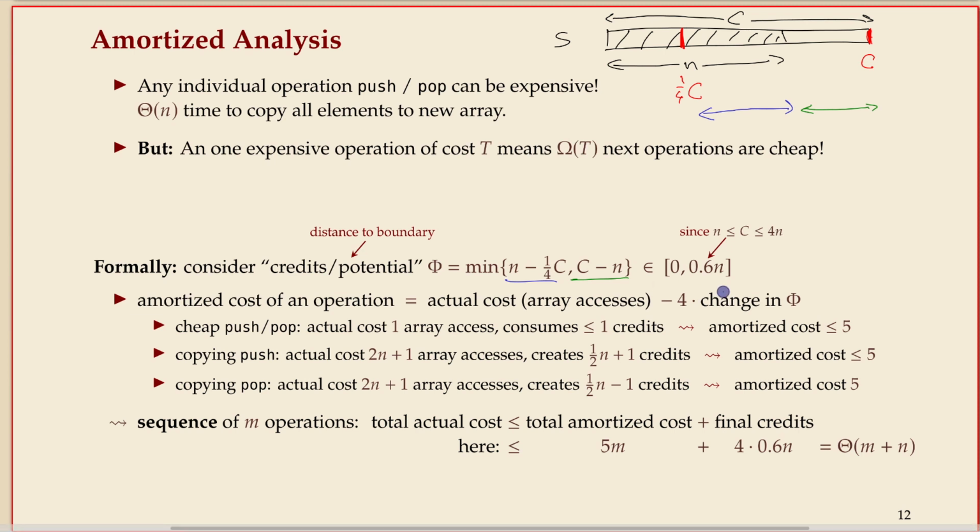Now you can analyze what this function can be. It can be 0 at the point where you just exhaust the array, or you just fill it to the minimal threshold. And you can show it's at most 0.6 n. That basically just comes from our invariant. We require C to be between n and 4n. And so if you find where this is equal, you just set those to equal. And then you get that the maximum value of the potential is this 0.6 n. Okay?